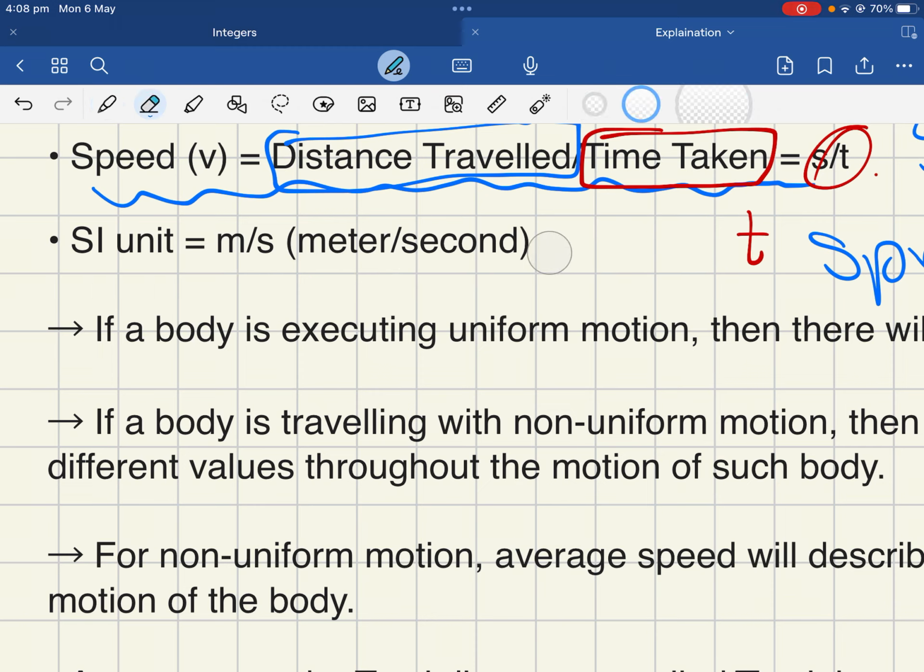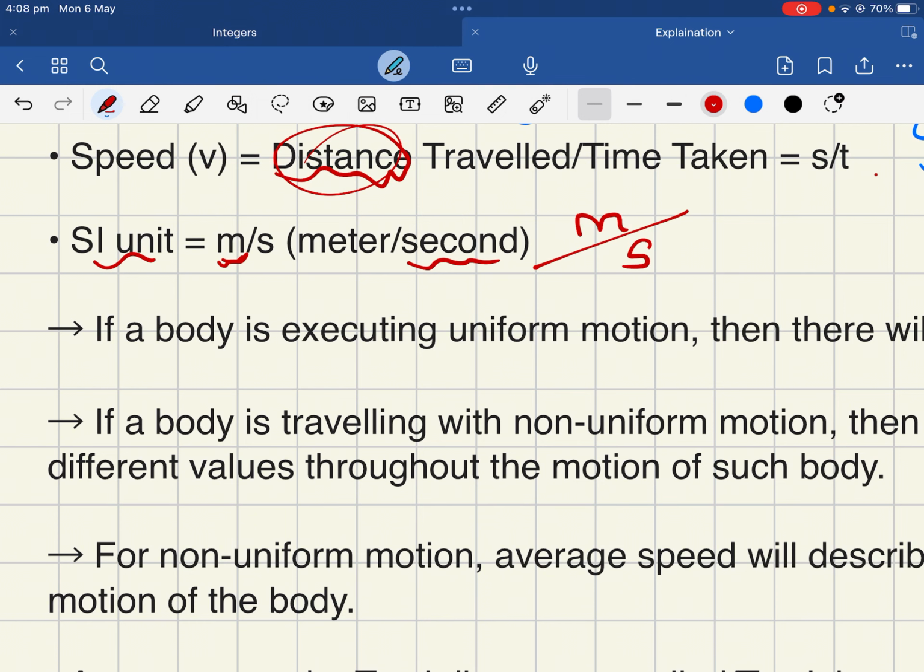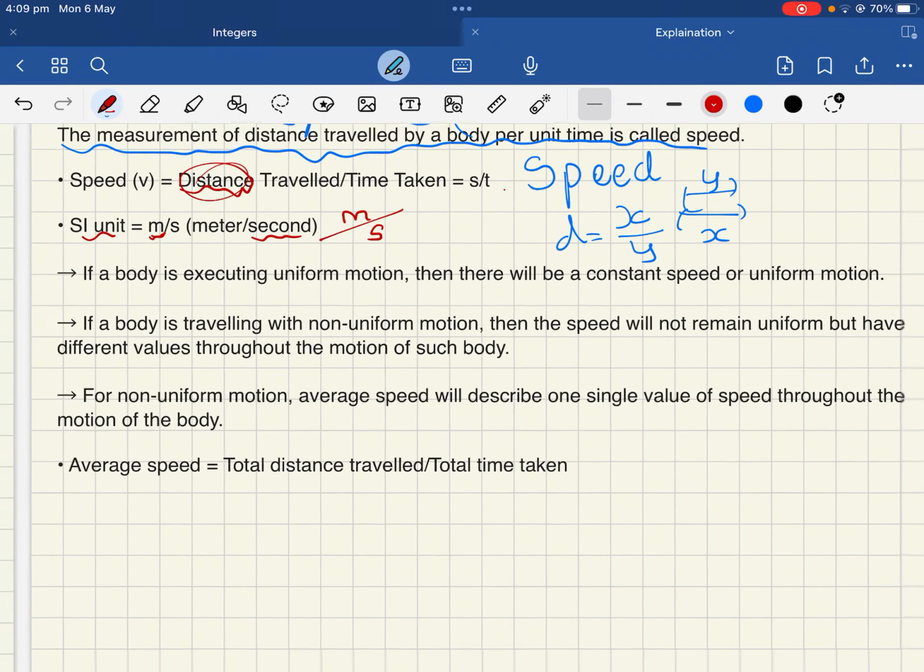Let me clear this up. The SI unit of distance is meter, and the SI unit of time is second. So the SI unit of speed will be distance upon time, that would be meter per second. Okay, I hope you understood that.